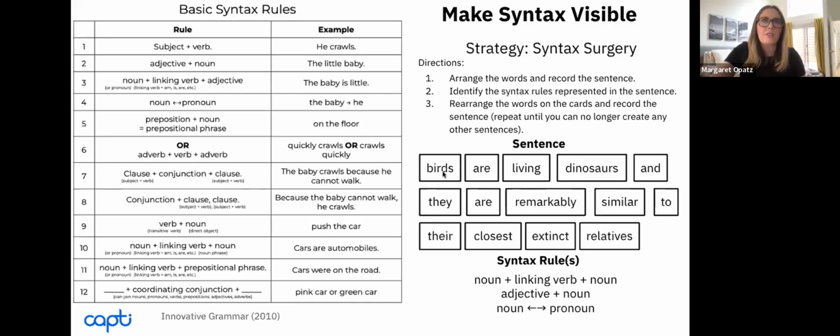Here, birds are referring to, or they is referring to birds, and students would have to know that as well. And then we also have their, which is another type of pronoun, and it's connected back to birds as well. So students could make that connection. And then finally, there's this coordinating conjunction used where we have, this is the final rule down here. We have and, so it's connecting birds are living dinosaurs and they are remarkably similar, and then to the rest of the sentence.